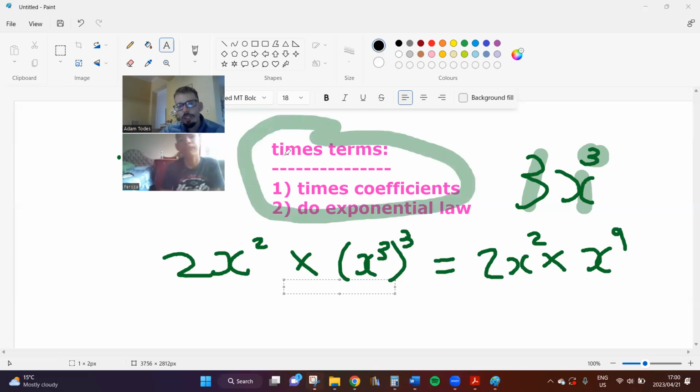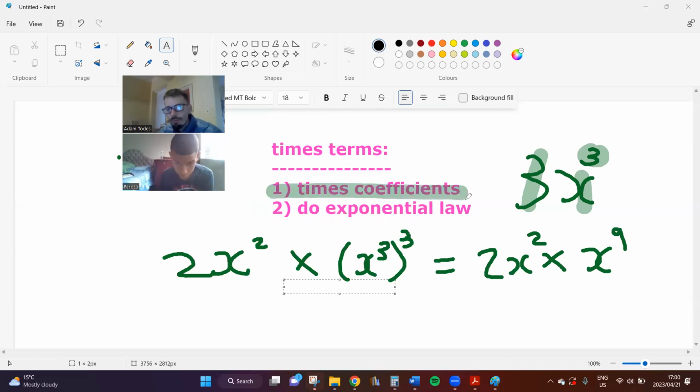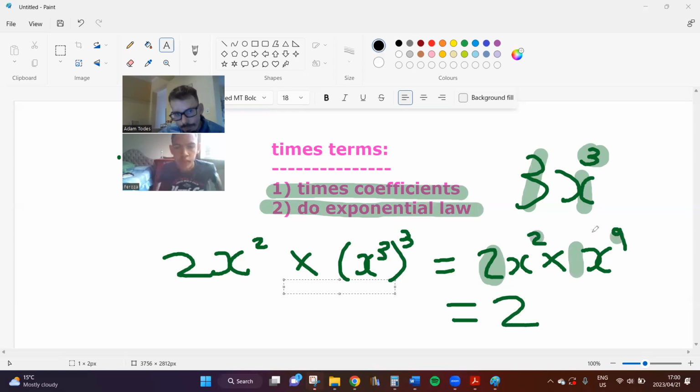Now we've arrived at the multiplication of the terms. What is the first thing you've got to do when you're timesing terms? You must times the coefficients. So what is the coefficient of this one? 2. And what's the coefficient here? Invisible 1. And what is 2 times 1, Abu? 2. Now we do the exponential law. Where are these powers attached, to the letter or to the brackets? To the letter. So are we going to plus them together or times them together? Plus. You got it. So what is our final answer? 2x to the power of 11.